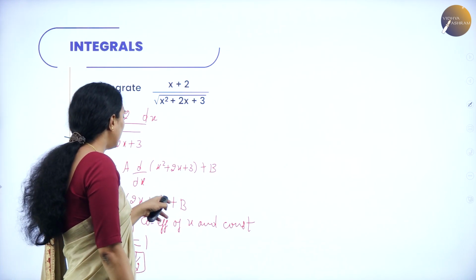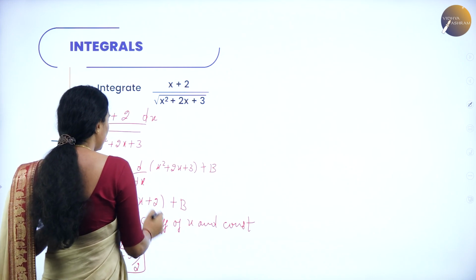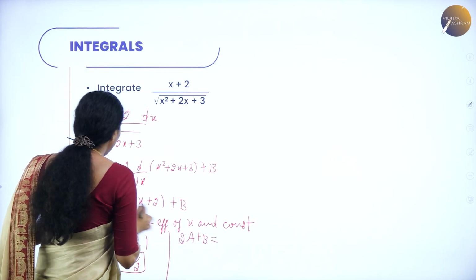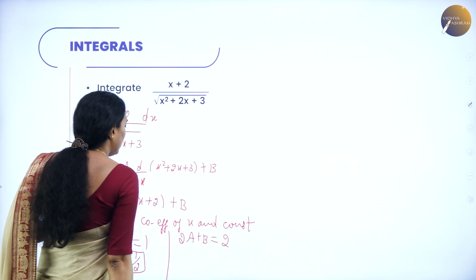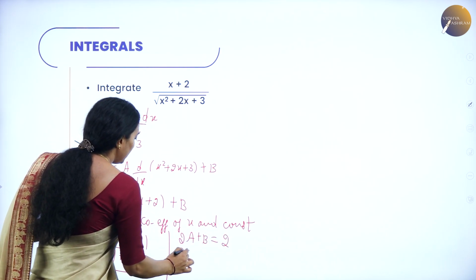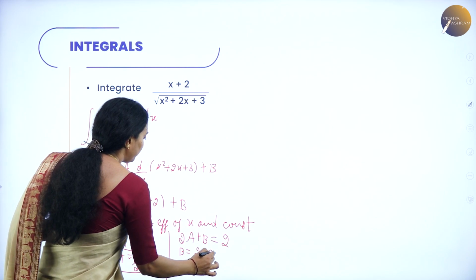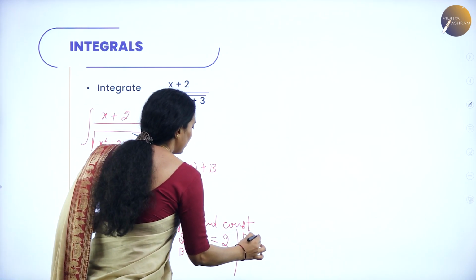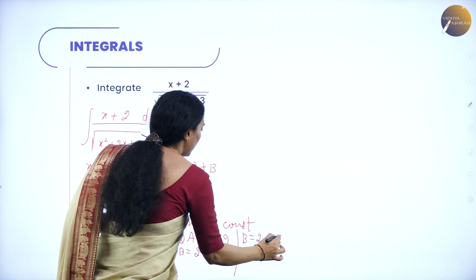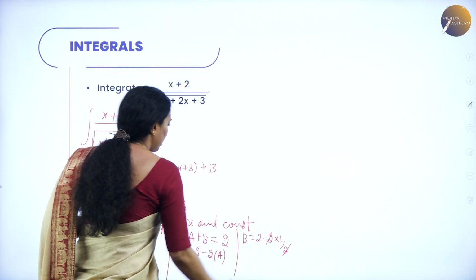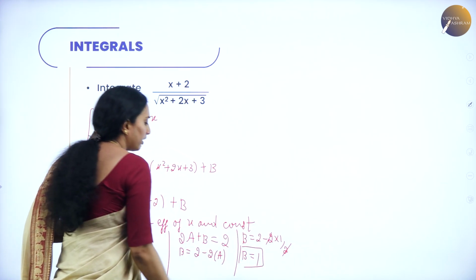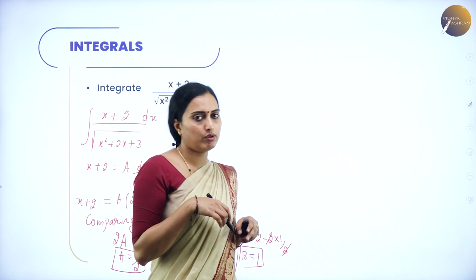Then you are having the constant term. Constant term is 2a plus b. 2a plus b is equal to the left hand side constant term, which is 2. Now you know the value of a, so b will be equal to 2 minus 2a. Substituting, b will be equal to 2 minus 2 into 1 by 2. So 2 will get cancelled. 2 minus 1, b will be equal to 1. Correct? So b is 1, a is 1 by 2.